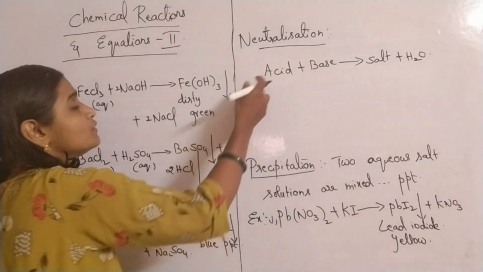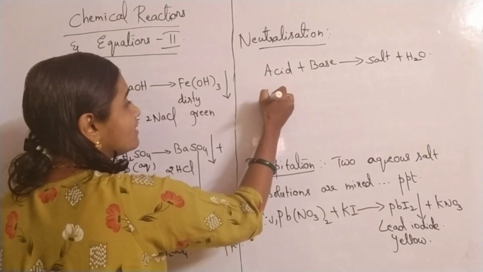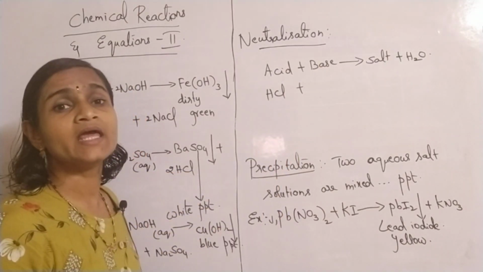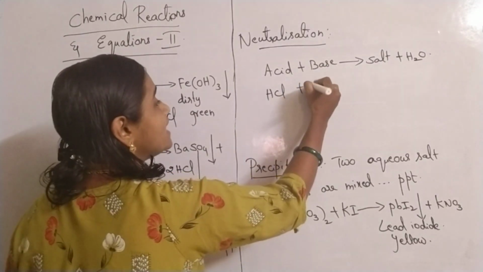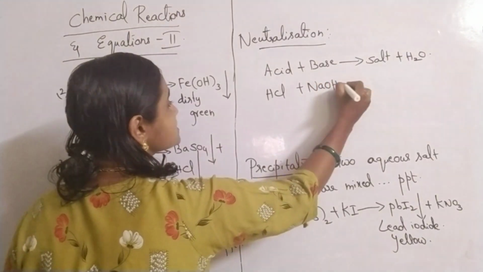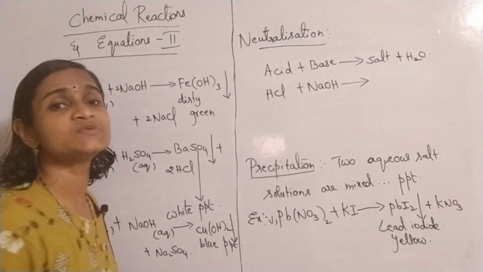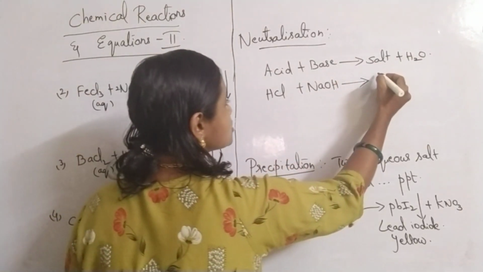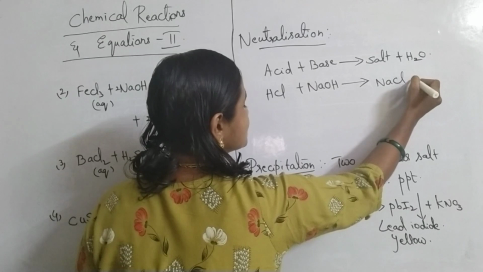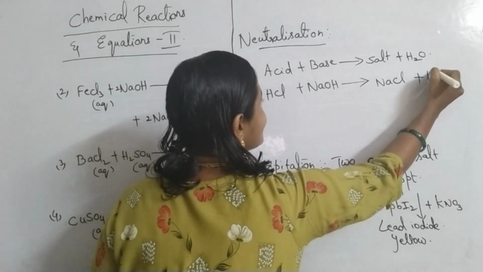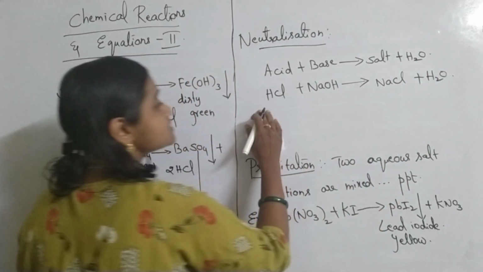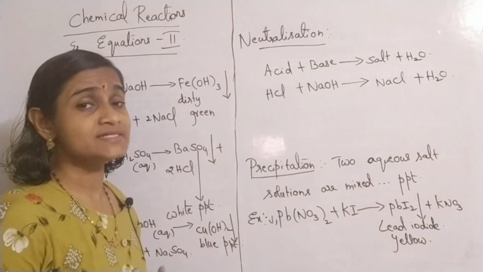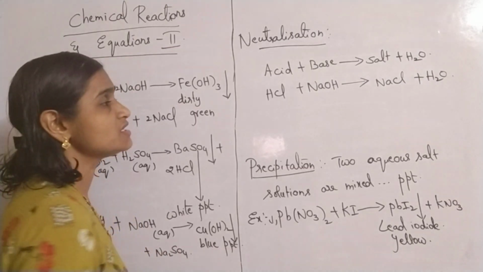Here you can take the example of an acid. A well-known example is HCl, which reacts with a base, NaOH, sodium hydroxide, the first basic substance which we learn about, isn't it? So HCl reacts with NaOH to give NaCl, which is common salt, plus water. This reaction is an example of a neutralization reaction.